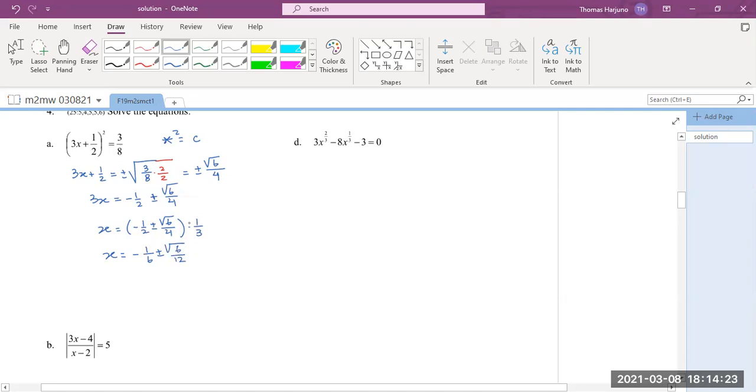Okay. Oh, you can do LCD here. Let me multiply the first term, top and bottom, by 2. So we get x is equal to negative 2 plus minus square root of 6 over 12. Now then I split it. X1 is negative 2 plus square root of 6 over 12. X2 equals to negative 2 minus square root of 6 over 12. Okay, that's for part A. Let's go on with part B.